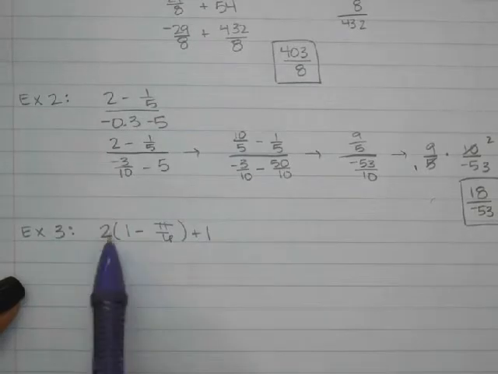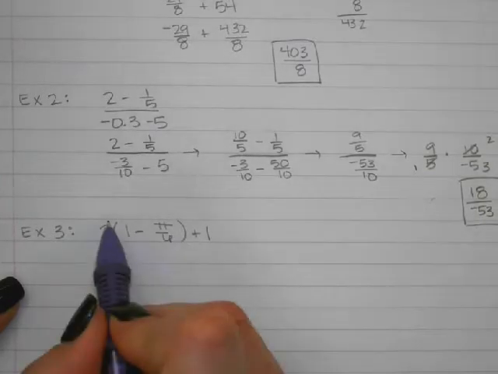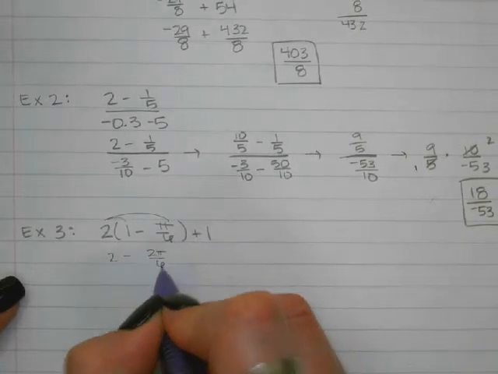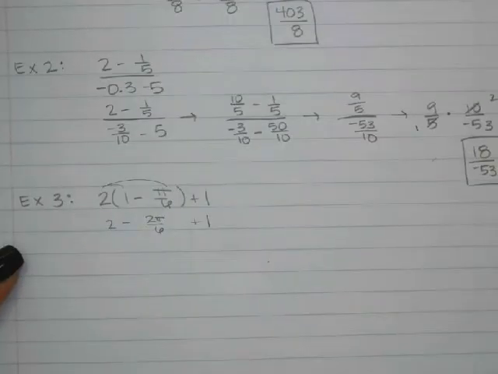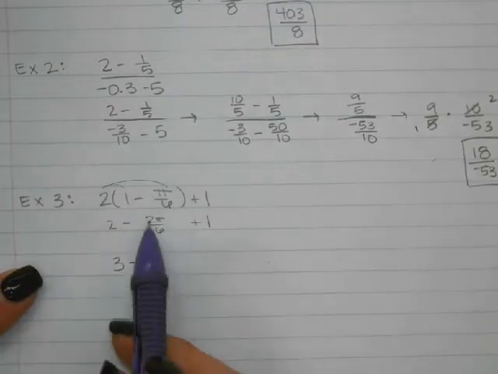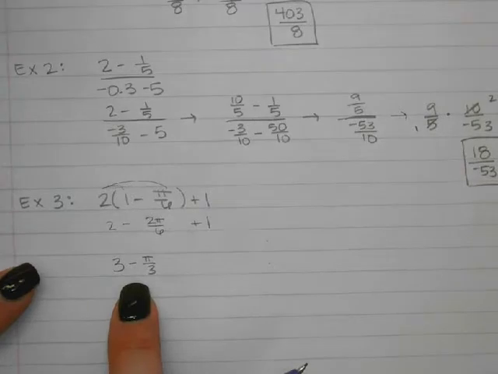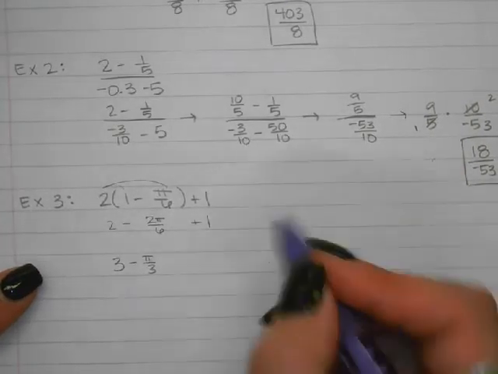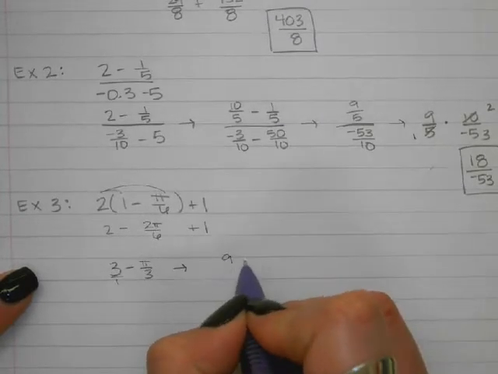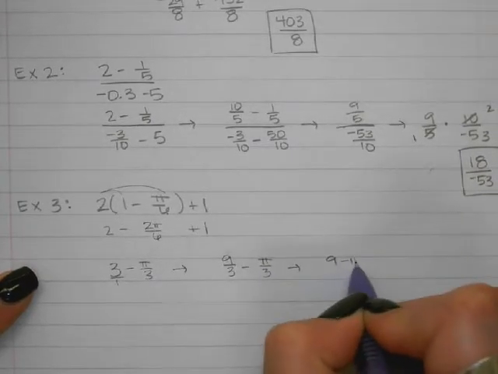So I'm going to go ahead and do the next step, which in this problem would be multiplication. So I'm going to distribute that 2. So I've got 2 minus 2 pi over 6 plus 1. And I've got 2 plus 1 equals 3. So 3 minus the 2 and the 6 would simplify to be pi over 3. So this is a pretty good answer. Or if I wanted to get a common denominator, then I could say this is 3 over 1, so this would be 9 over 3 minus pi over 3, which is 9 minus pi over 3.